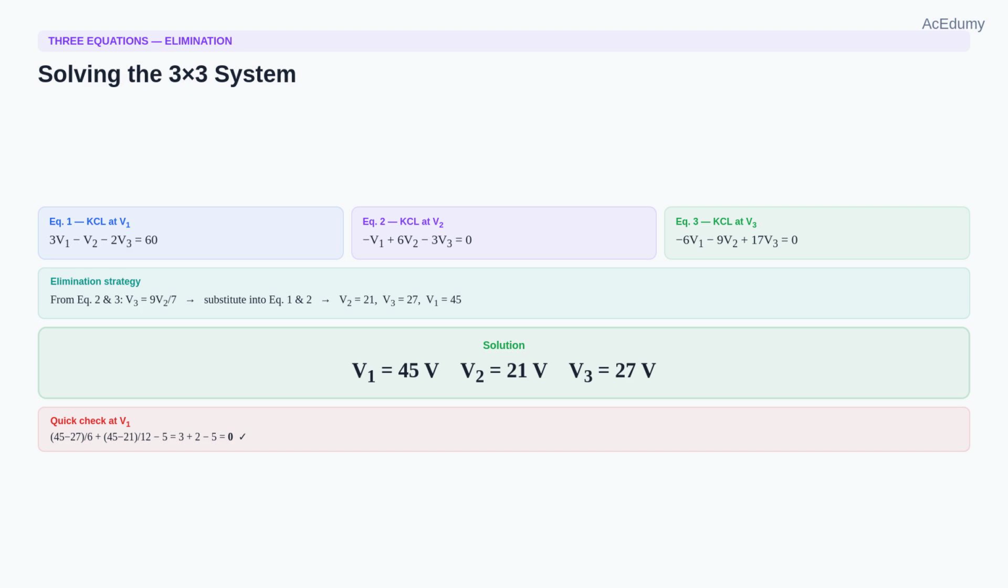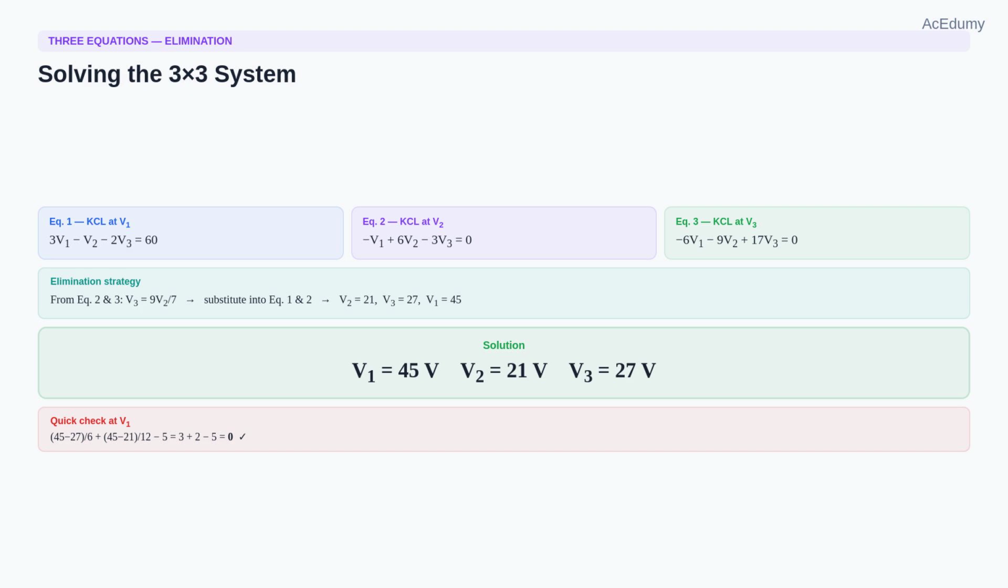To solve this system, we use elimination. Multiply equation 2 by 6 and subtract equation 3. V1 cancels, and we get 45V2 minus 35V3 equals 0. So V3 equals 9/7 of V2. Substitute back. V2 equals 21 volts, V3 equals 27 volts, and V1 equals 45 volts.